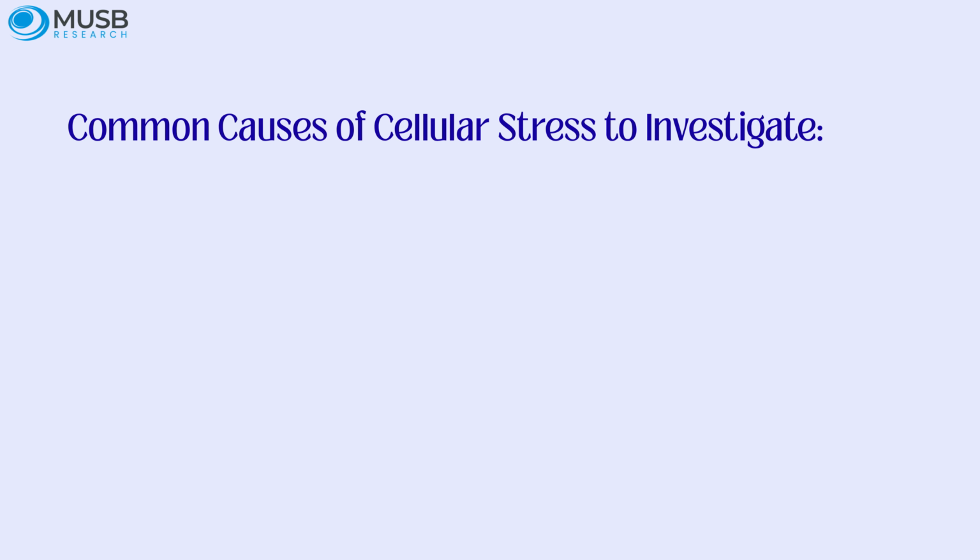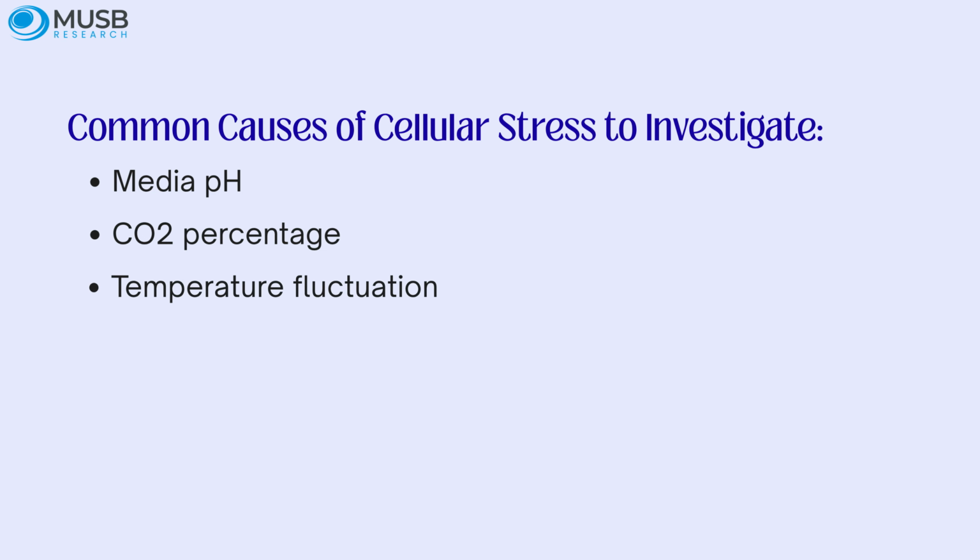Common causes of cellular stress to investigate. Media pH. Yellow media means acidic: too many cells for the volume. Purple means basic: evaporation or CO2 problem. CO2 percentage. Incorrect bicarbonate buffering rapidly shifts pH. Temperature fluctuation. Incubator door left open or thermal cycling.